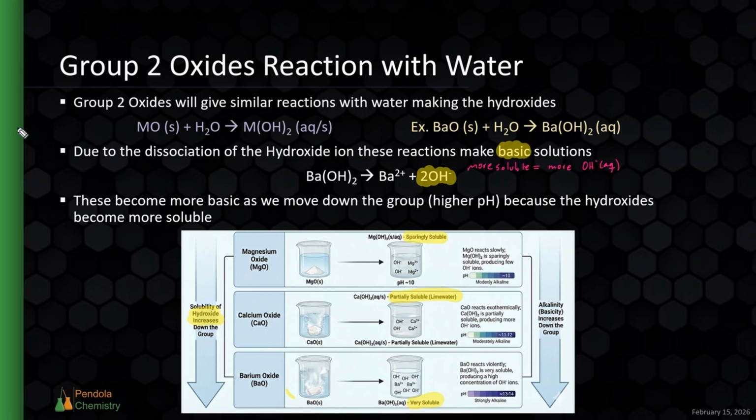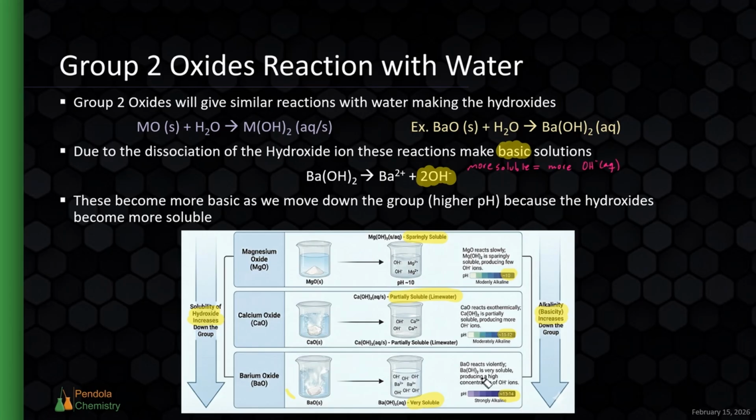That means that not only are the group 2 hydroxides more soluble as we go down the group, the solutions become more basic. The basicity increases down the group. For a solution of magnesium hydroxide, and these are what I will consider equal molarity solutions, the pH is only around 10, whereas for calcium hydroxide it is between 11 and 12, and for barium hydroxide it is between 13 and 14.